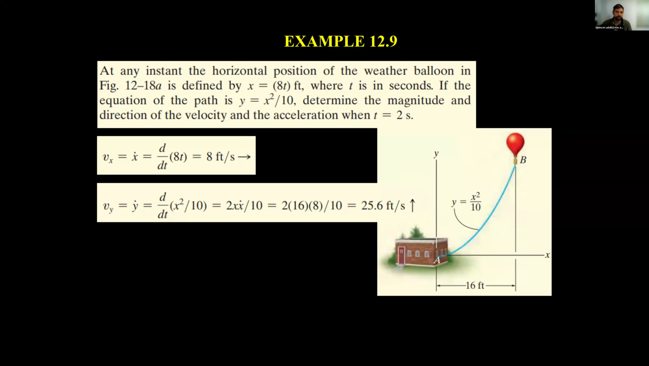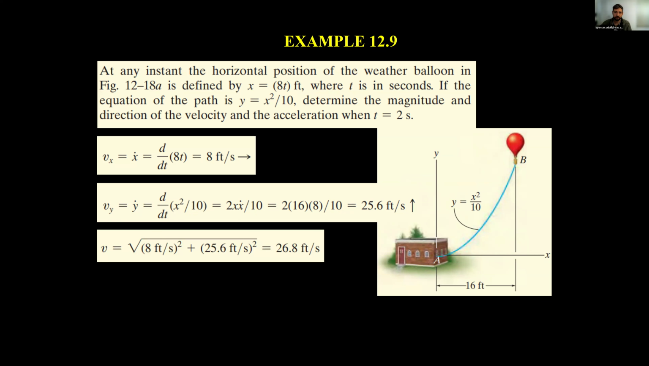We plug in 2 for t, that makes sense. Cool. And they wanted the magnitude, so we've got the x component, the y component. Little Pythag gets us the total magnitude of the velocity at 2 seconds. So far, so good?